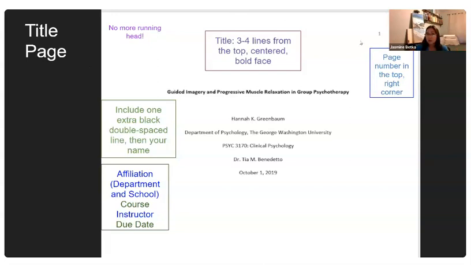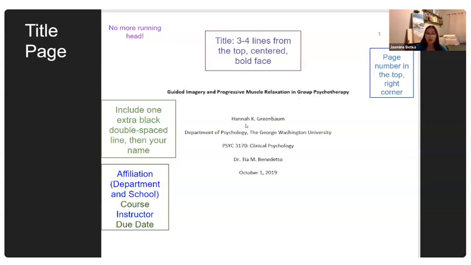The first thing you'll start with is a page number in the top right corner. This page number will continue through all of your pages, so through the body of your work, through your reference page, you'll keep that running page number. Then you're going to want to go 3 to 4 lines from the top, and in centered and boldface, you're going to want to write your title. So your title is also in appropriate capitalization. Then you include one extra double blank space before you put your name. So we have our title, centered bolded, and then one extra double space and our name.